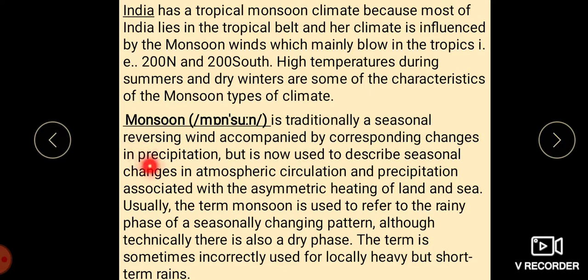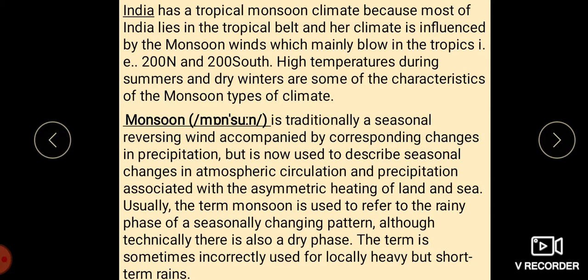Monsoon, let us see the meaning of it. See, monsoon, here also we get a language, the pronunciation, isn't it? How do you pronounce it? It is traditionally a seasonal reversing wind accompanied by corresponding changes in precipitation, but is now used to describe seasonal changes in atmospheric circulation and precipitation associated with the asymmetric heating of land and sea.